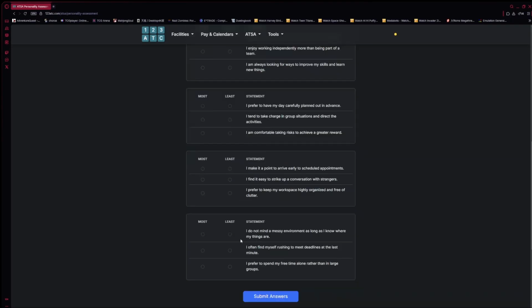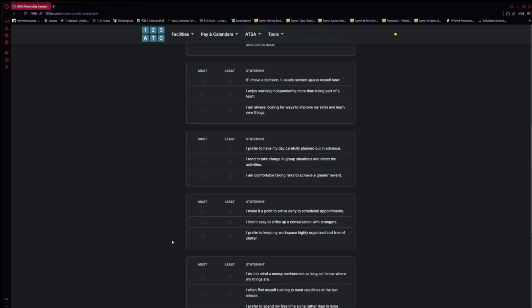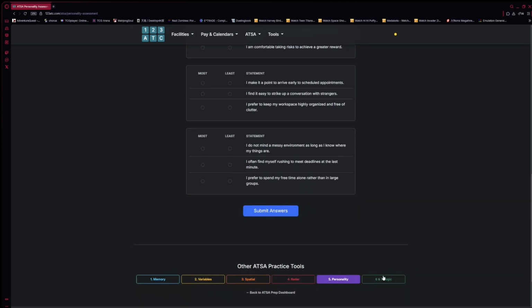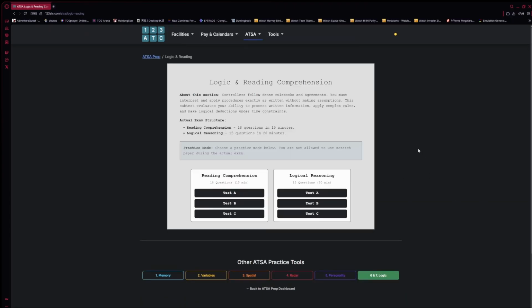That sucks. Personality test, so you can either answer this truthfully or tell them what they want to hear. And these last ones are really easy. They're just read and understand what you're reading.